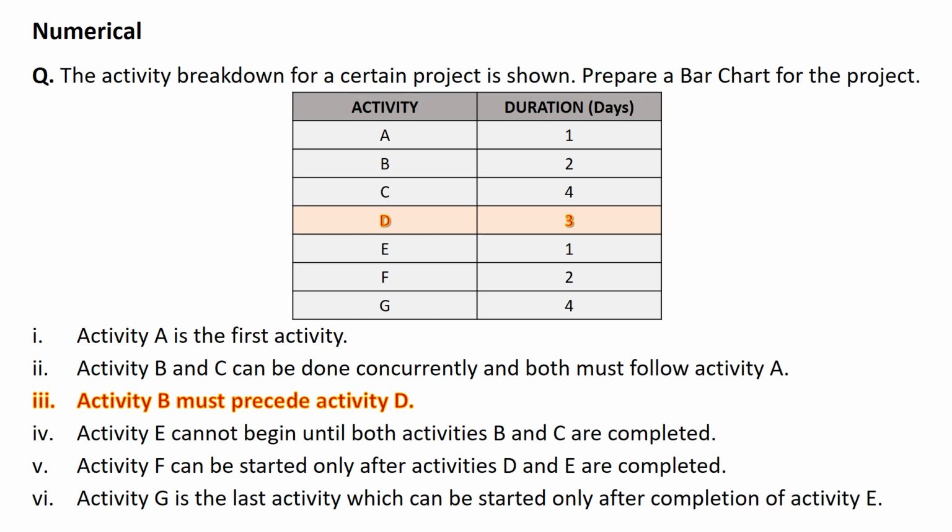Now let's move on to the third relation that has been given. Activity B must precede activity D, and the duration for activity D from the table is 3 days. So what is the relation that has been given? Activity B must precede activity D. That means activity D can start only after activity B is completed. Now let's see how we can draw activity D.